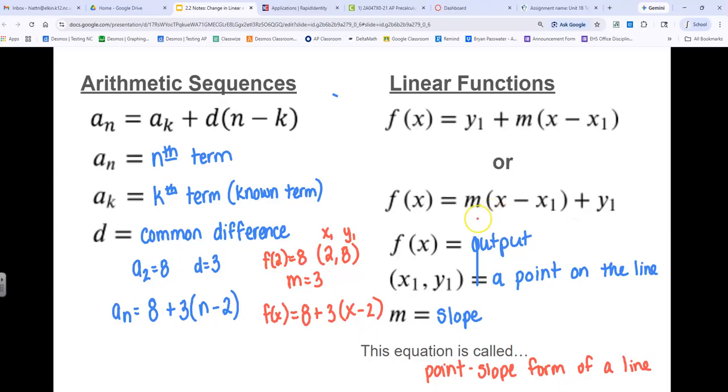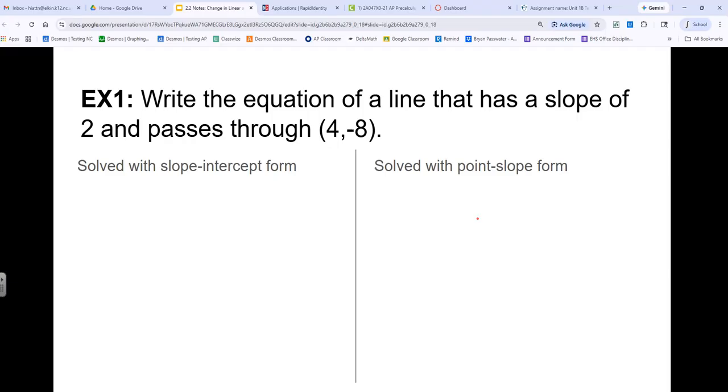So let's practice with this a little bit more. Okay, so we've got an equation of a line that has a slope of 2 and passes through the point (4, -8). This is a Math 1 problem. They're not going to probably only ask you to do this. It'll probably be in conjunction with something else. But it's a Math 1 problem. I'm going to show you what you guys did in Math 1, and I'm going to show you how you can use point slope form for this.